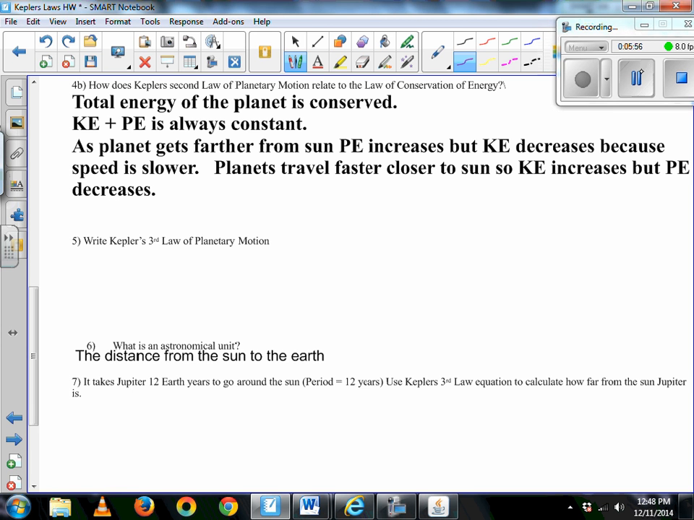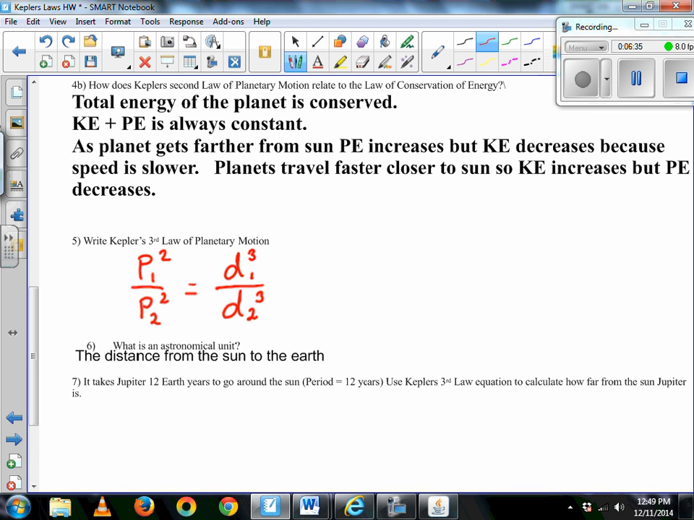Now for the third law of planetary motion, I'm going to say the formula instead of the actual law. So I'm going to have the period, which is the time it takes the first planet to go around, squared, over the period it takes the second planet to go around, squared, has to equal the distance from the planet to the sun, cubed, this is the first planet, over the distance of the second planet, cubed.